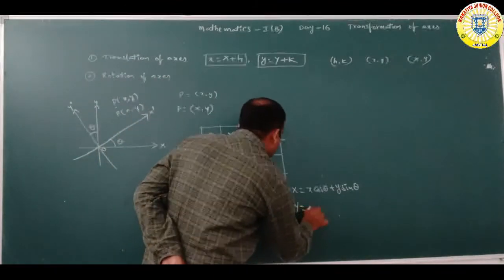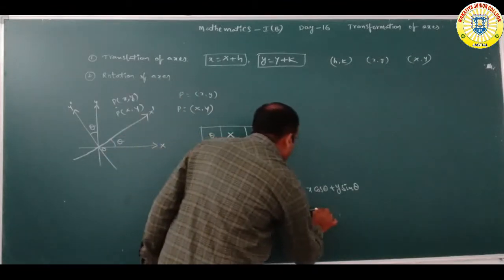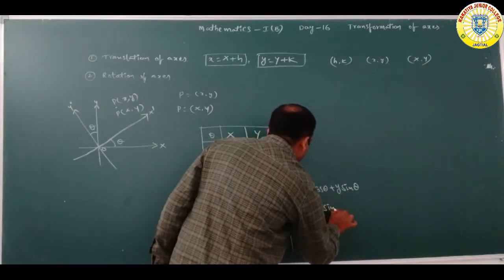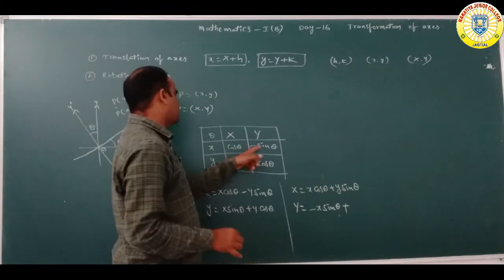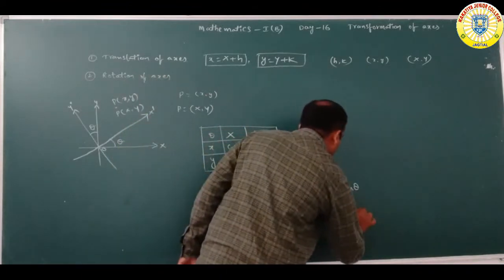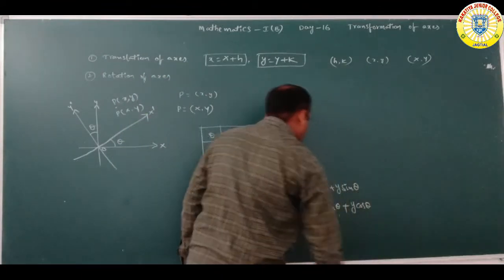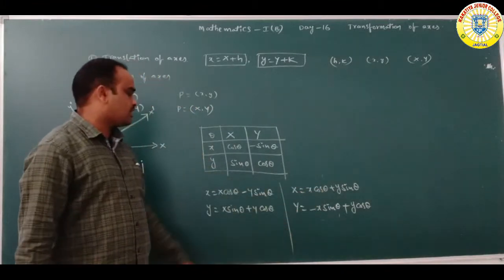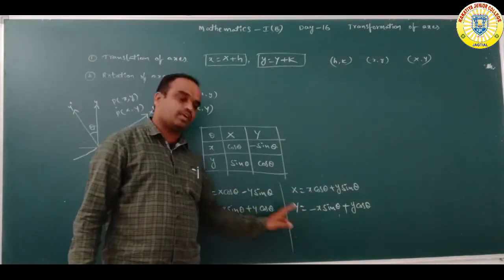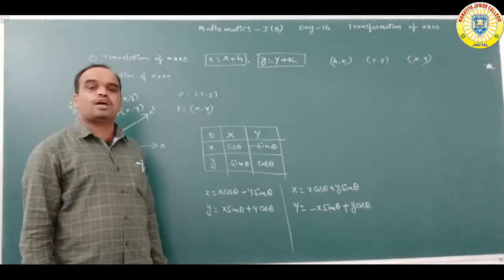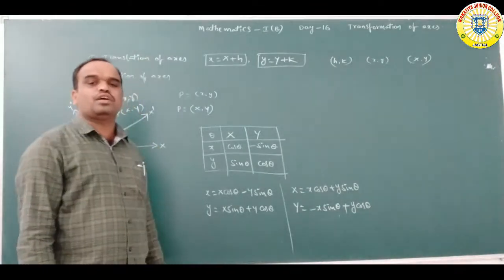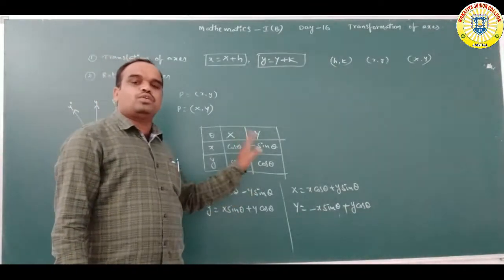Capital Y is equal to minus x sin theta plus y cos theta. This is the capital X, this is the capital Y, and small x, small y. This is the relation between the new system and the old system.